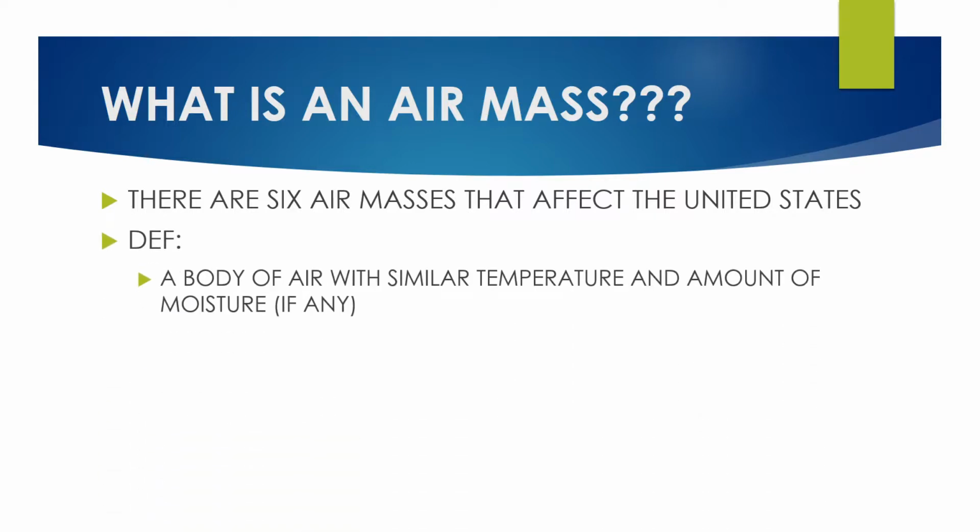An air mass basically is a large section of air that has 2 characteristics that are similar: temperature and amount of moisture, if any. Because there are some air masses that are dry because they're formed not over water, but over land. The similar temperature has to deal with where it's cold on the earth and where it's warm on the earth, and then how those air masses affect and move other areas.